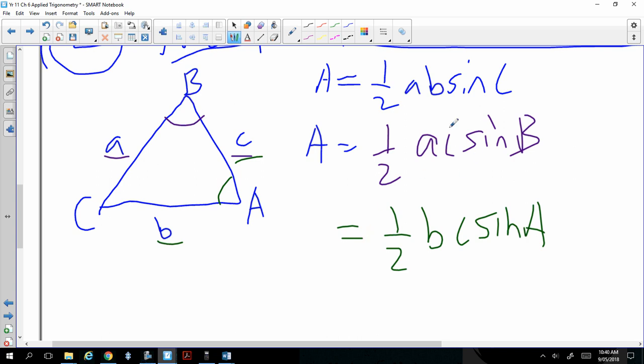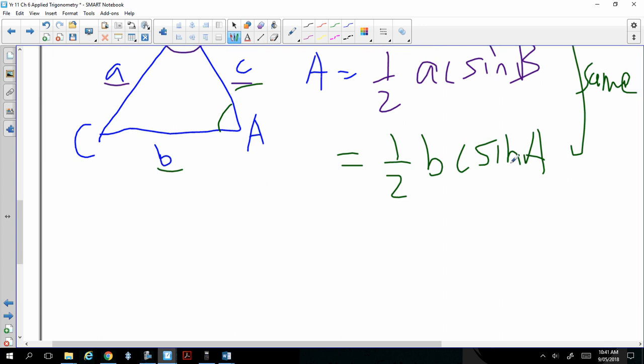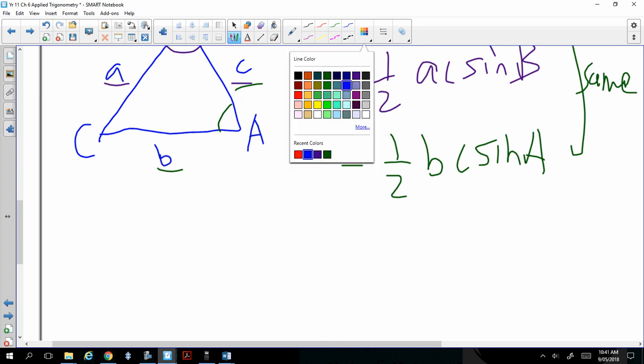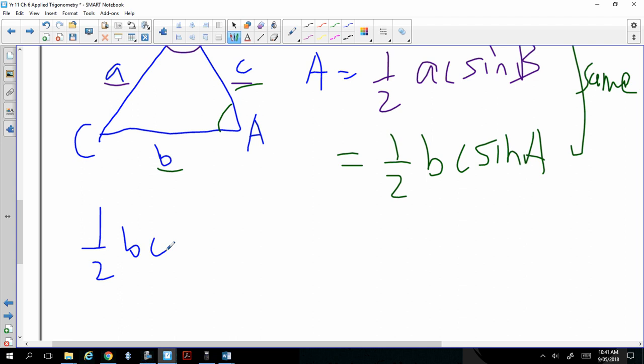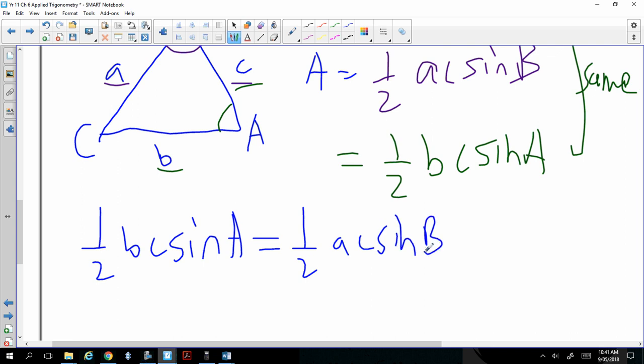Let's see what happens if we make them all equal. Okay, so let's make them all equal to each other. They're all the same. That's the key point. So let's write it down. Half BC sine A, we'll go in alphabetical order in terms of angle. Half AC sine B equal to half AB sine C.